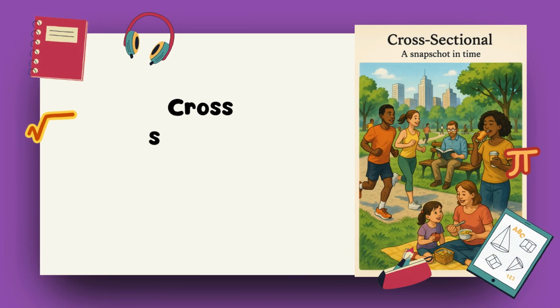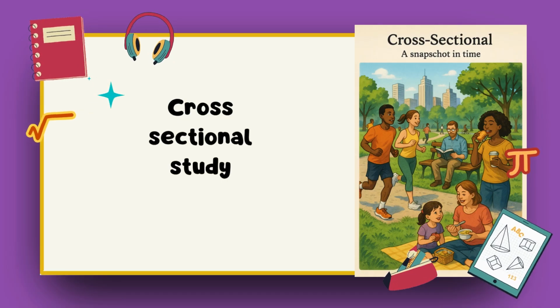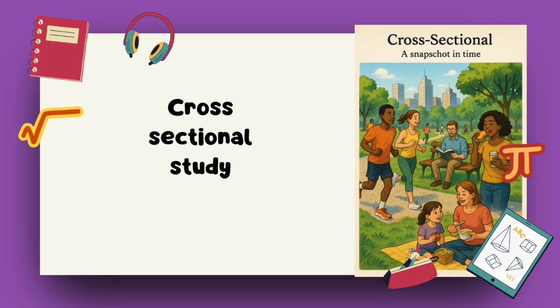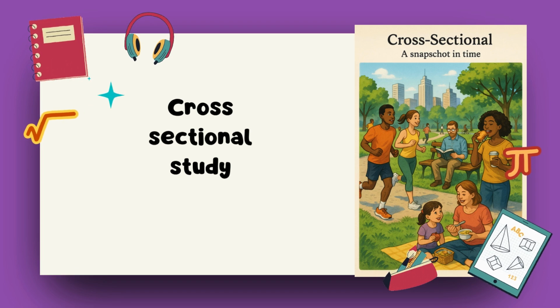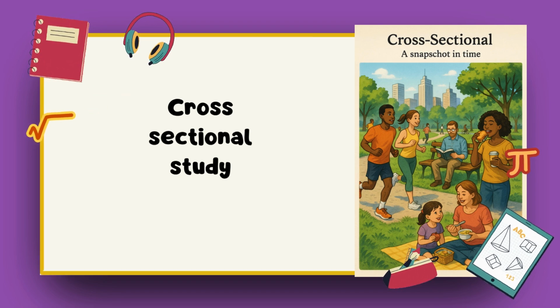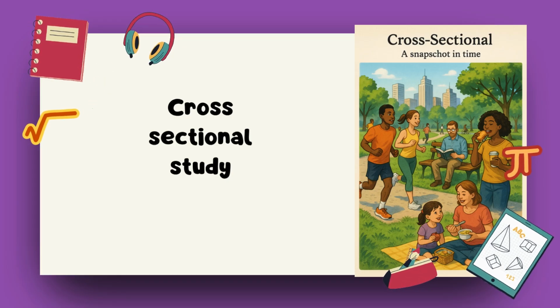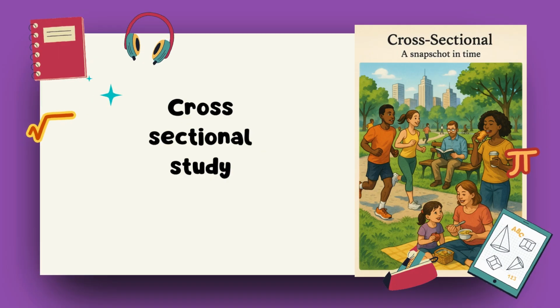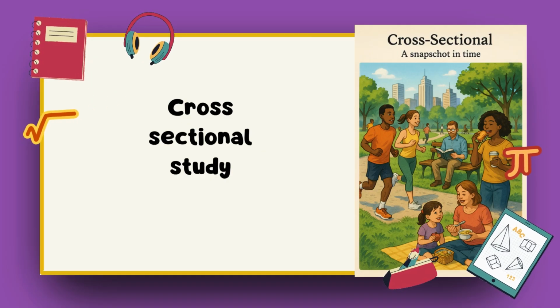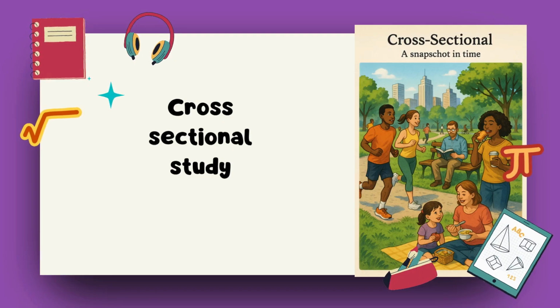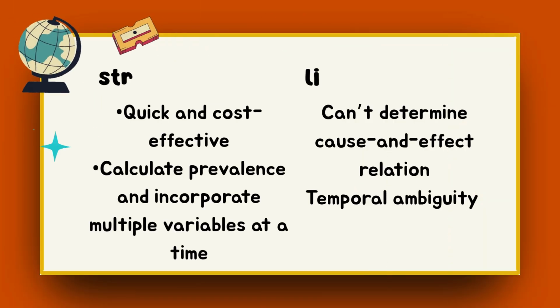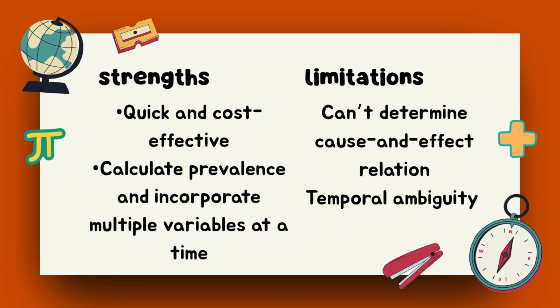This is that snapshot design again, but often with an analytical angle. How so? You collect data on both the exposure and the outcome at the exact same time. Like that survey example: 10,000 adults check their blood pressure and BMI right now. Perfect example. It measures prevalence, how common something is right now, and looks for associations. Strengths are it's quick, cost-effective, generates hypotheses, calculates prevalence, and you can look at multiple things at once.